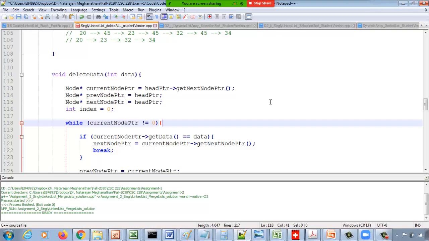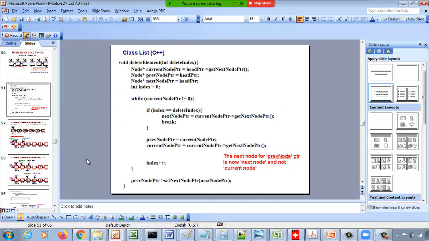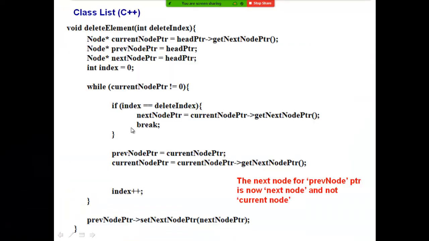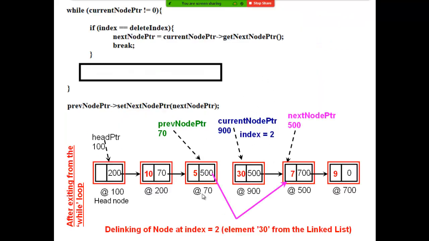So when we have reached such a node, let us assume that we have reached this 30 that we want to delete. So we can set the next node pointer to take up the value of the node next to that current node. The current node is really pointing to this node with data 30, and we can make this next node pointer take up the value of the next node pointer of the current node, which is this 500. So we do that.